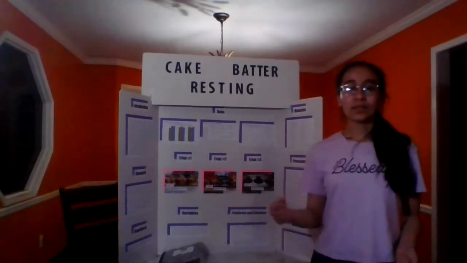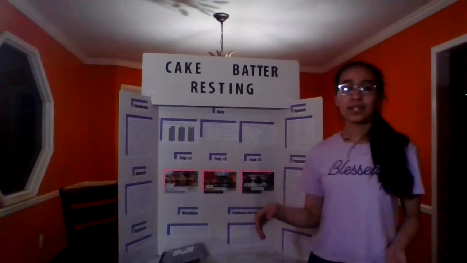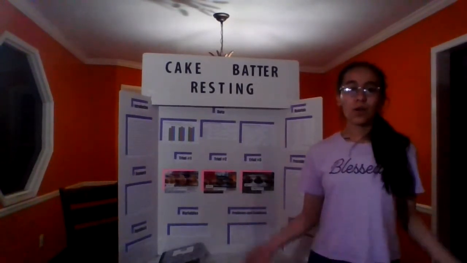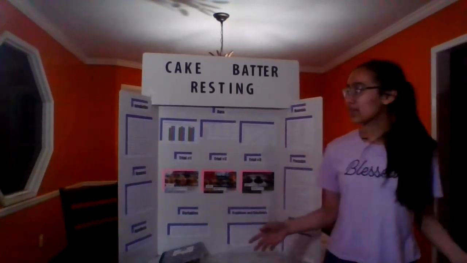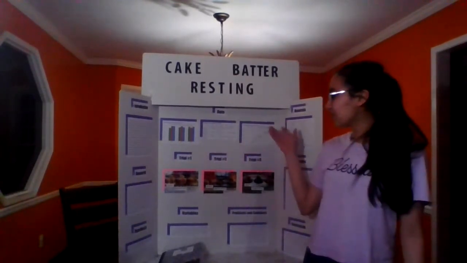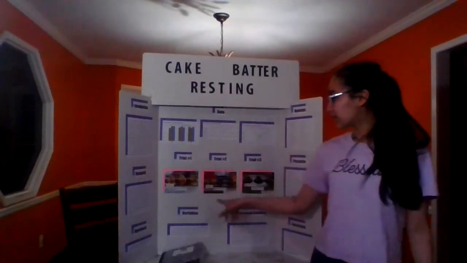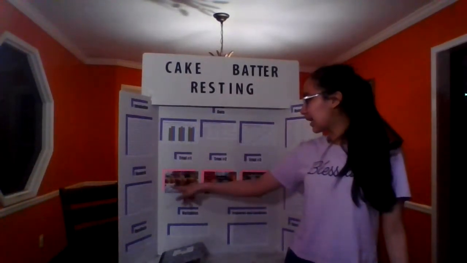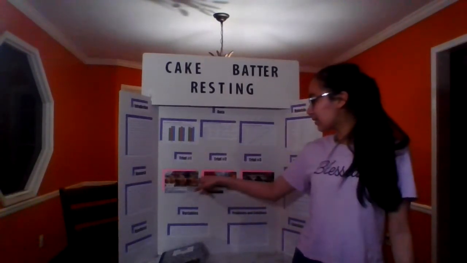The cake that rested in the refrigerator rose 1 inch the first trial, 15/16 of an inch the second trial, and 1 inch the third trial. Overall, the cakes that rested for an hour covered in plastic wrap rose higher. Right here I have the 3 graphs all portraying the same data. And right here I have the cakes from trial 1, trial 2, and trial 3. And they're all in order, from baked immediately, rested at room temperature, and in the refrigerator.